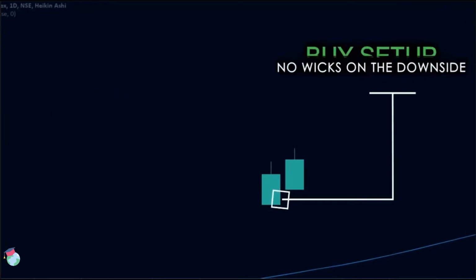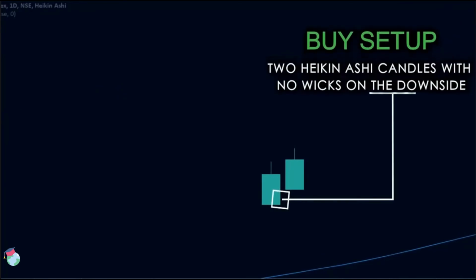This is how our buy setup will look. We have two Heikin Ashi candles here. As you can see, both of these candles are green and have no wicks on the downside. This indicates that there are no sellers present in the market. It is a very bullish sign. When there are two candles with no wicks on the downside, it is a clear sign of buyer's dominance.